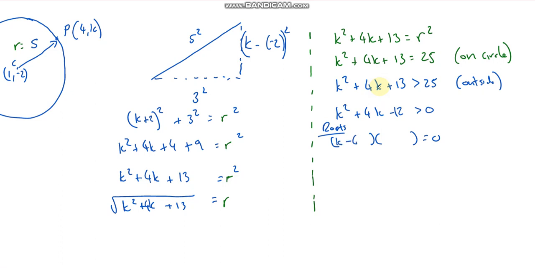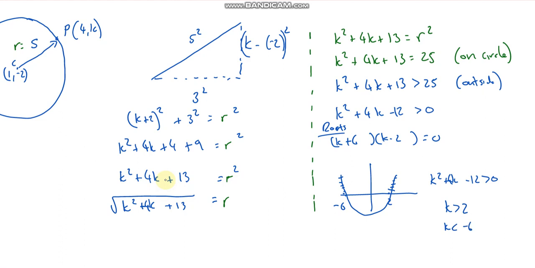So it's (k take away 6) and (k plus 2). No, (k plus 6) and (k take away 2), sorry. So I'm trying to find the roots. So k is equal to 2 and k is equal to negative 6. There's my parabola. So what values here are going to give me k squared plus 4k take away 12 greater than 0? When is it greater than 0? It's greater than 0 up here, and it's greater than 0 here. So it's when k is greater than 2, or when k is less than negative 6.